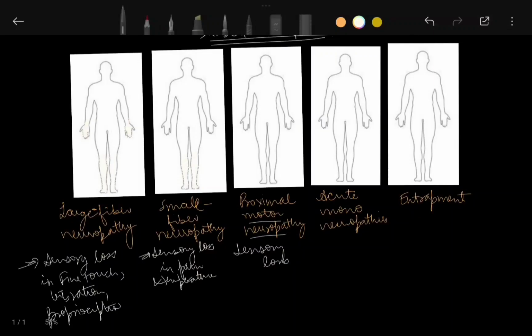Okay, there is sensory loss, but proximal to the distal parts. For example, in the shoulders and in the thigh region.